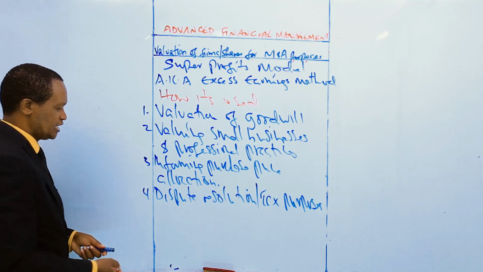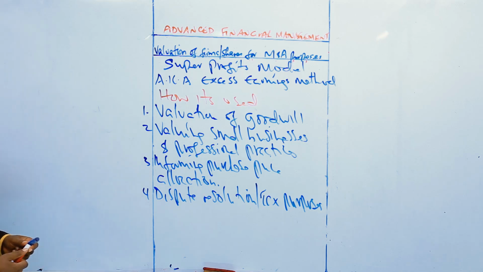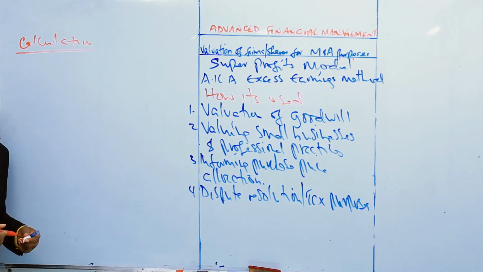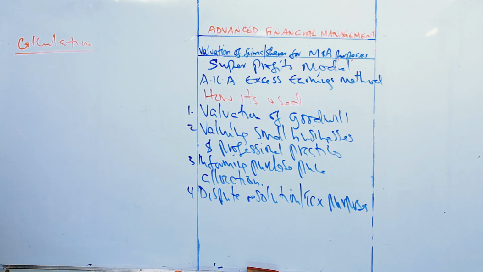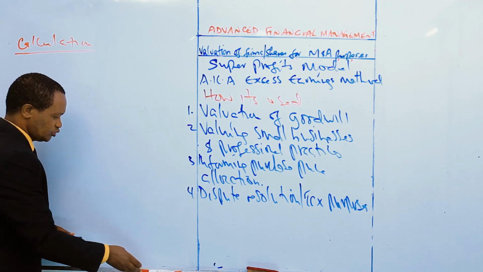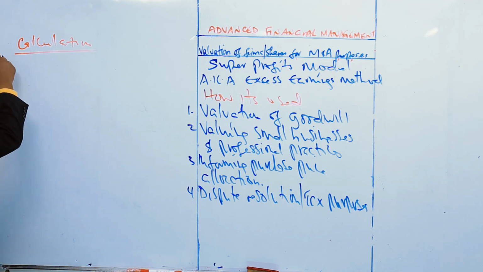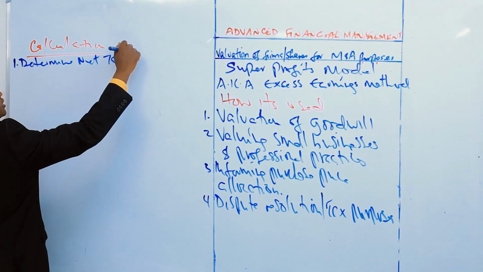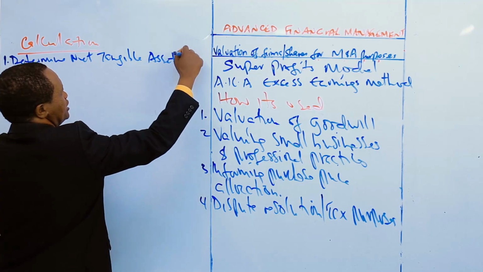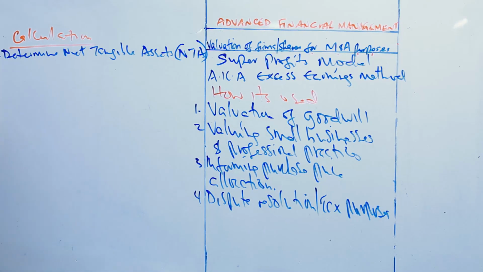Now let's learn how this method may be used in calculating the value of a firm for mergers and acquisition purposes. Calculation. Now, the calculation of goodwill using the super profits model typically involves various steps, and we are going to highlight the steps. The first step is determining net tangible assets. Step number 1, determine net tangible assets.